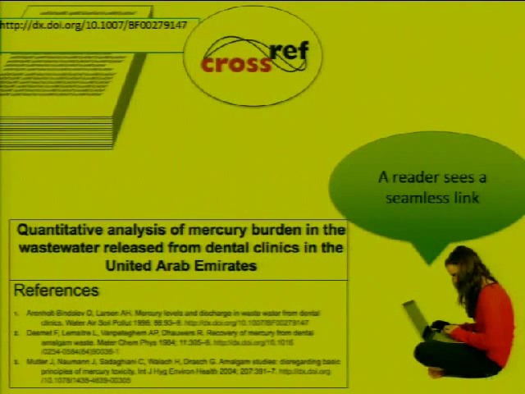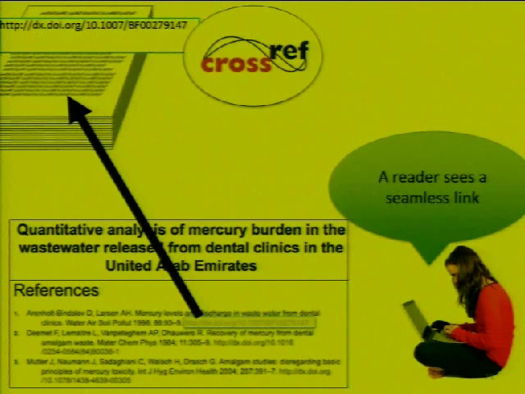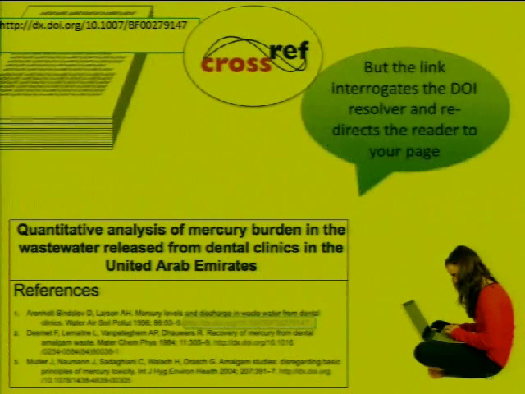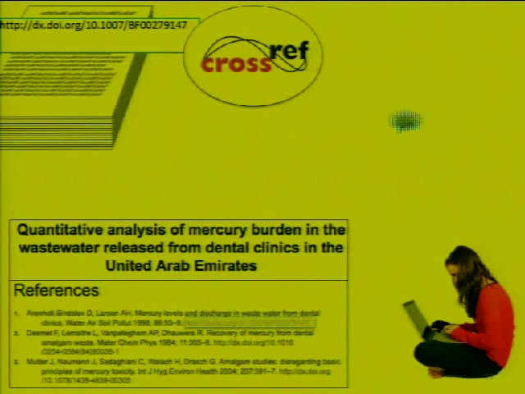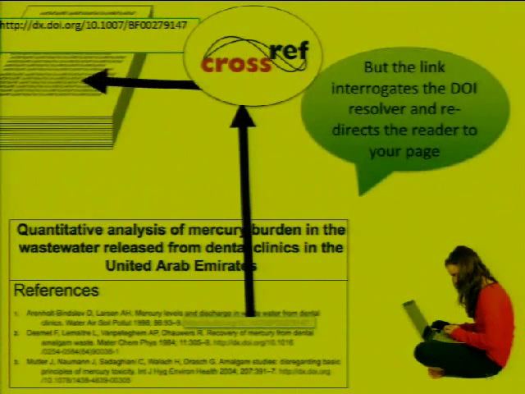Now the reader isn't aware of this. A reader sees a seamless link. They click on a link in a reference and it takes them straight to your content. So for them it's a normal link. But what is actually happening is when they click on the link, it goes through the CrossRef database to your content. So every time somebody clicks on a link, it's going real time to find out where that content is online.